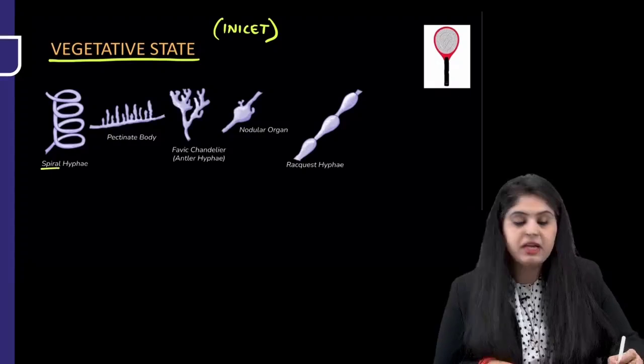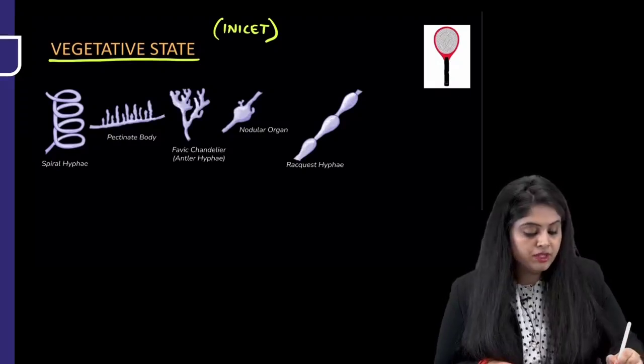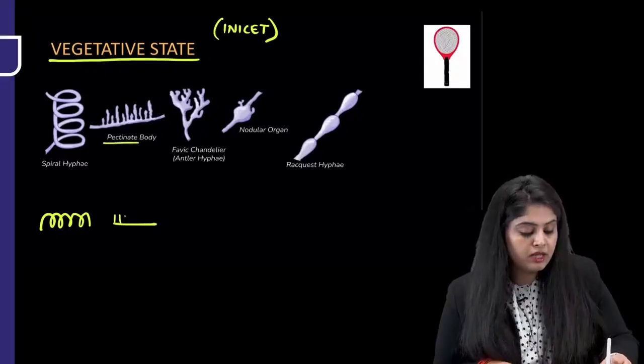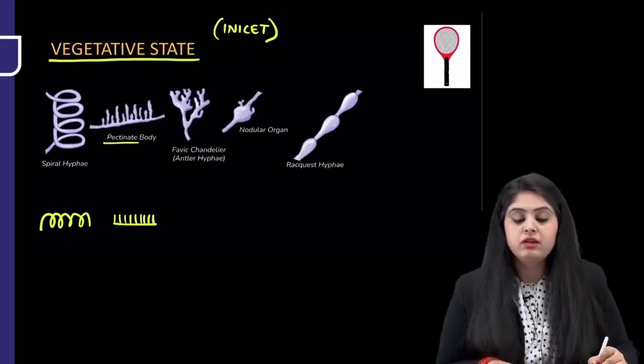Either they can look spiral. You can very well see that over here there is a spiral configuration. Or they can have a pectinate body. Pectinate is going to look like a comb basically.